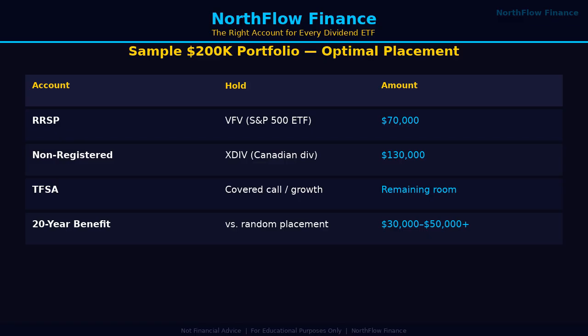TFSA, if you have more TFSA room, prioritize whatever generates the most tax-inefficient income, option premium income, high-growth assets with significant unrealized gains, or foreign income that doesn't benefit from treaty exemptions. The result of this placement strategy, over 20 years, compared to simply putting everything in the first account you opened, can easily represent a difference of $30,000 to $50,000 or more on a portfolio of this size.